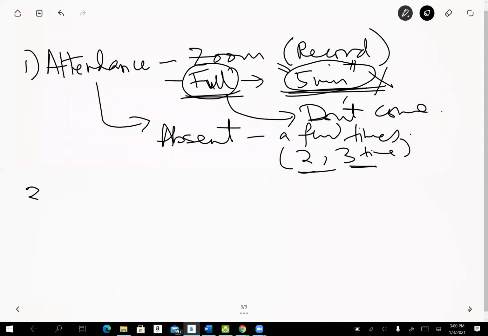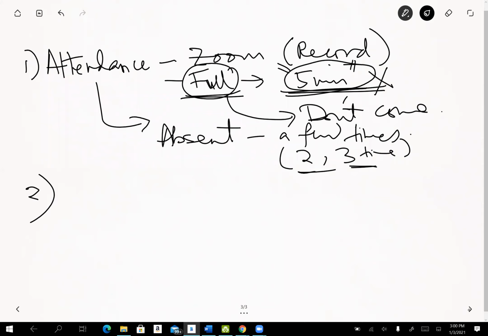Number two. Okay, attendance. Before I proceed, any question, any comment on attendance? Is there any barring system in the attendance?